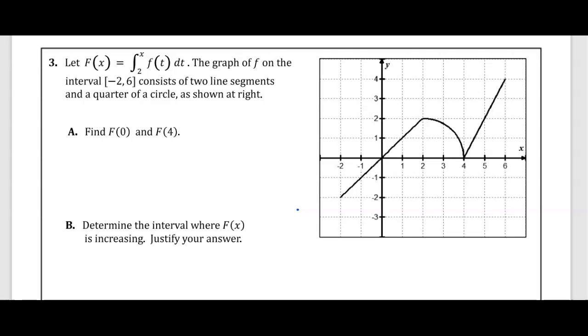Good morning, my friends. What we're going to do now is 6-3, number 3. Make sure you have it out. And I know it looks overwhelming, but we're going to just break it through one piece at a time.